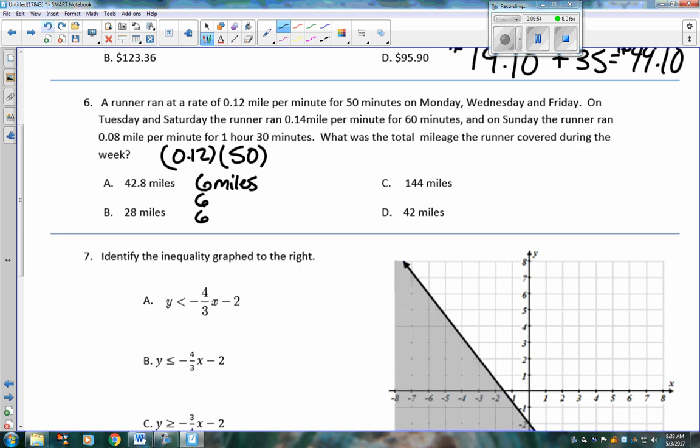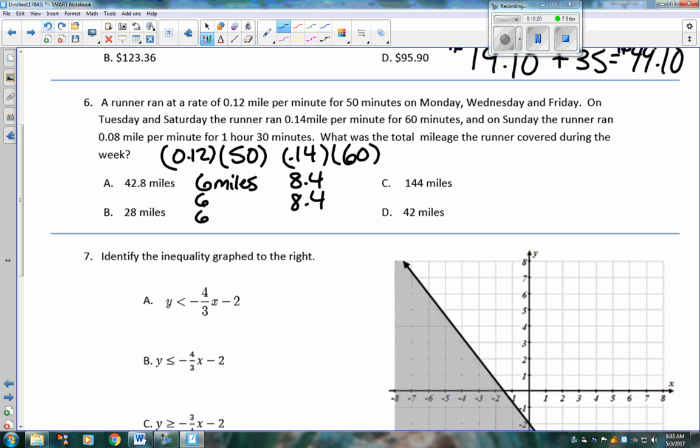Now, on Tuesday and Saturday, the runner ran at a rate of 0.4 for 60 minutes. So what's 0.14 times 60? 8.4 miles. But how many days did he run that for? 2. So I have to do 2 of those.